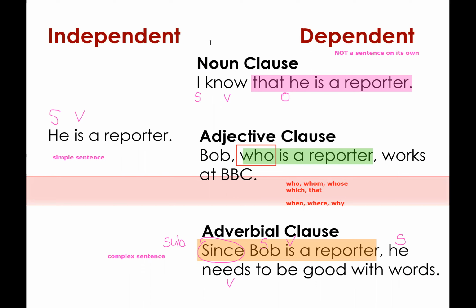In this case, we're modifying a person, so of course we would use who. Who, whom, whose would be for modifying people. You can see here, what is my independent clause? Bob works at BBC, right? So "who is a reporter" simply has an adjective function, modifying Bob. And of course, being a clause, it has a subject and verb, who is.